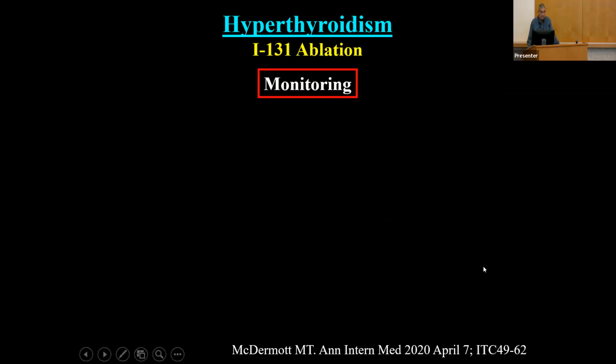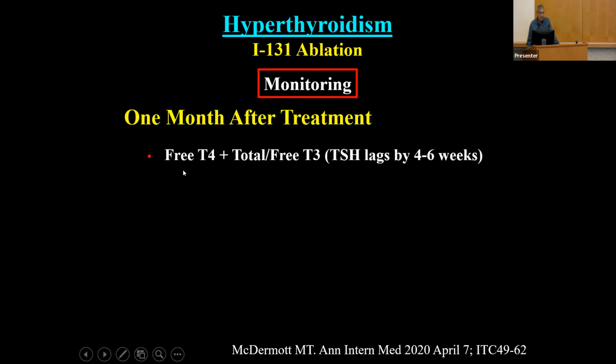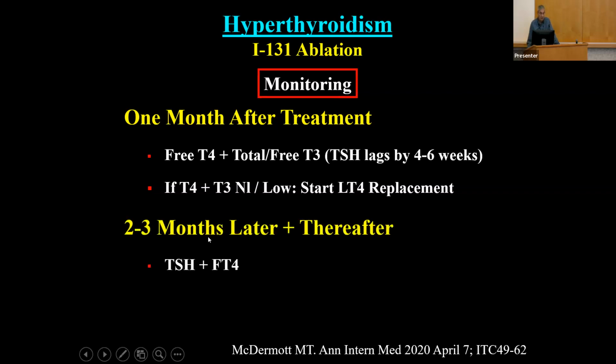How do you monitor? It's similar to antithyroid drugs. 1 month after radioactive iodine, if you give that, measure a T4 and a T3. Don't look at the TSH because it lags behind. And if the T4 and the T3 are now normal or frankly low, it's time to start levothyroxine replacement. You've made them hypothyroid. If they're still high at 1 month, then recheck 2 to 3 months later with a TSH and a T4. And then you want to just use enough levothyroxine to maintain their TSH within the reference range.